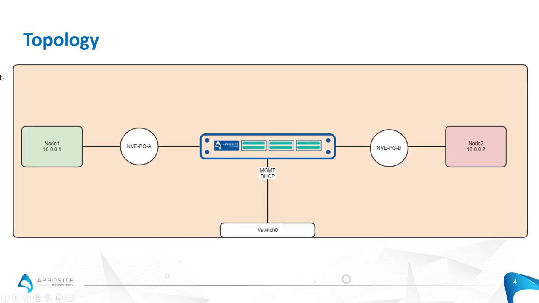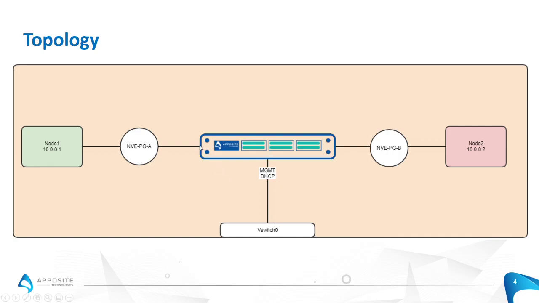You can see over on the left side we have node 1 with the IP address of 10.0.0.1. Then we have node 2 on the right side with the IP address of 10.0.0.2. And in between, we have the NetropyVE. And you can see here that the NetropyVE has 3 ports. We have port 0, which is plugged into vSwitch 0, which is doing DHCP. So this is your management switch, and this is how you access your GUI, is through this management port.